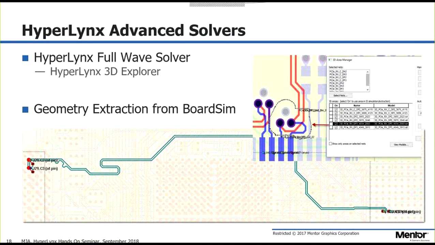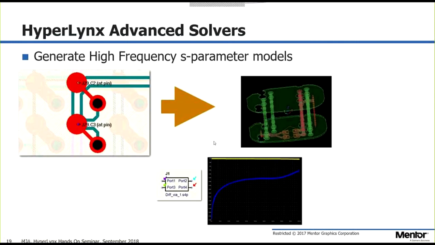And in cases like that, we want to get a full 3D model of that section of the board, and that's where the advanced solvers come in, is they're able to get very accurate models of portions of the board like that. And then let's go on and look at a picture of that. So we take this portion of the routed board, extract that out, and generate an S-parameter model off of that to properly model that section.